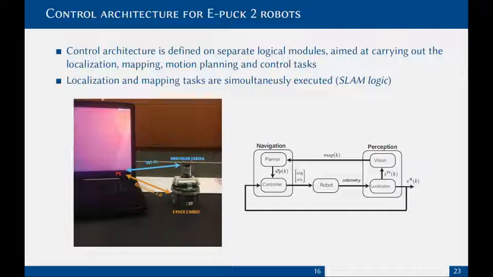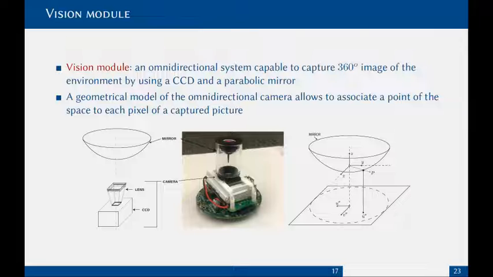Specifically, an odometry-based localization process is simultaneously executed along with the mapping task. Perception and navigation modules communicate with the robot by using two separate communication channels, respectively a Wi-Fi and a Bluetooth connection. The vision module is an omnidirectional camera capable of capturing 360-degree images of the environment using a standard CCD coupled with a parabolic mirror.